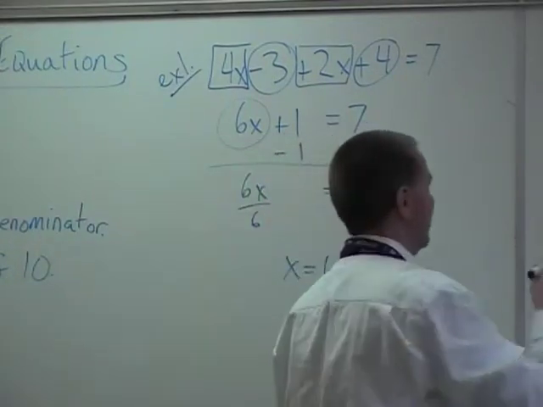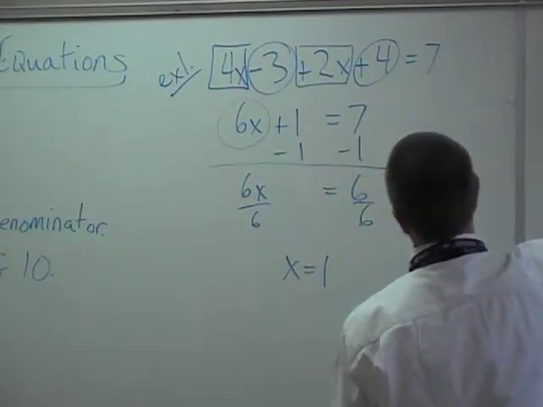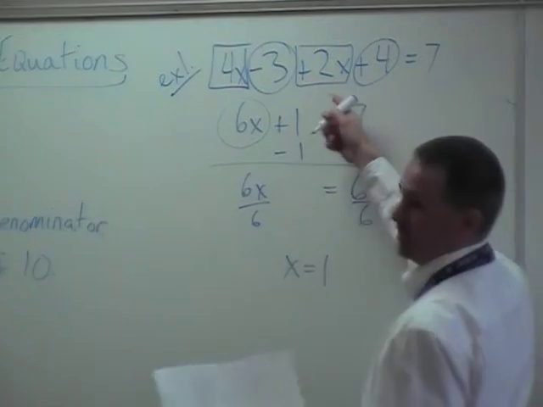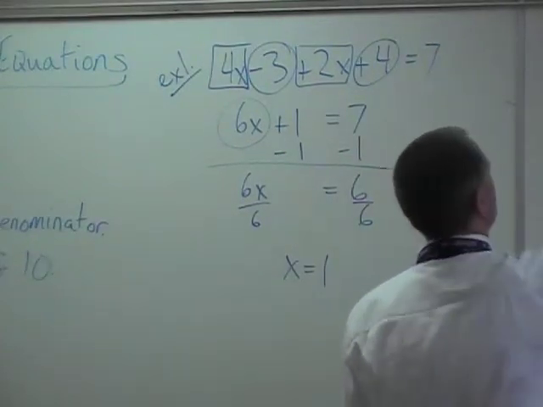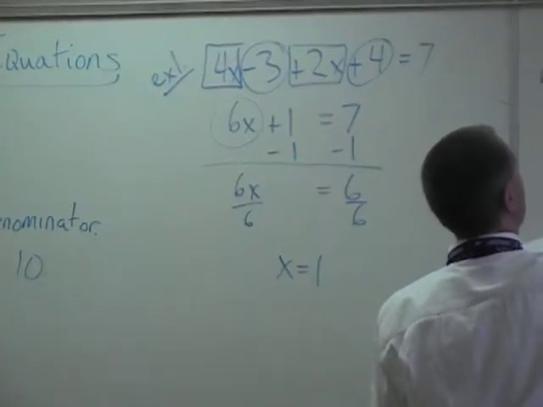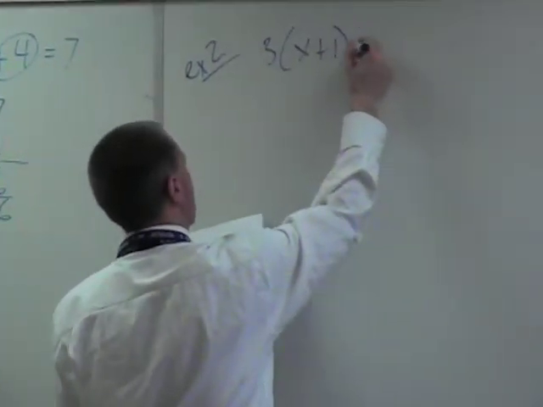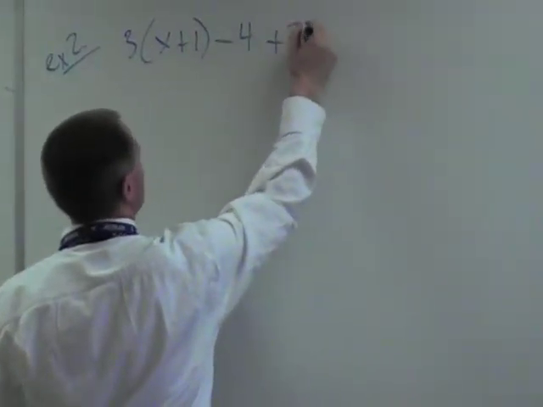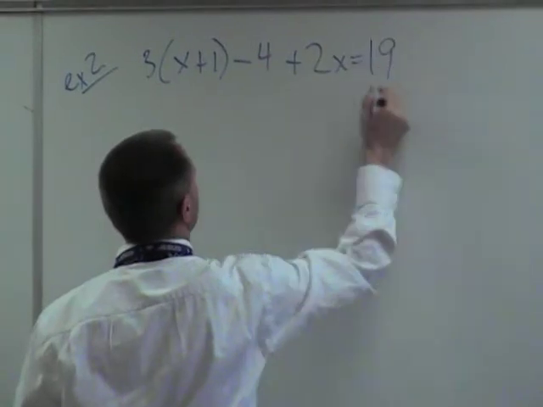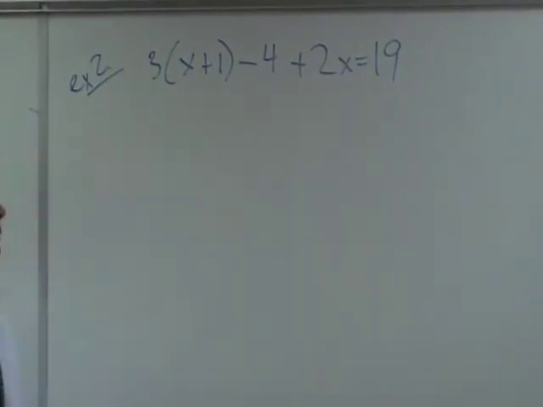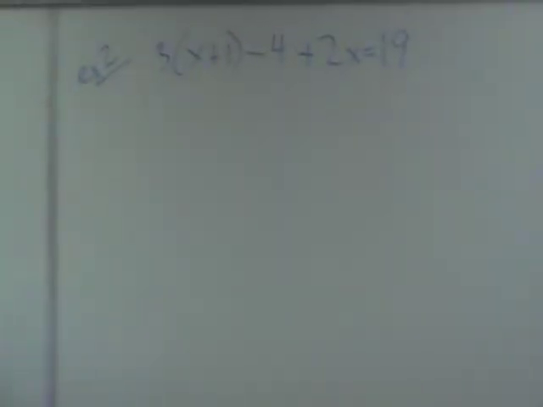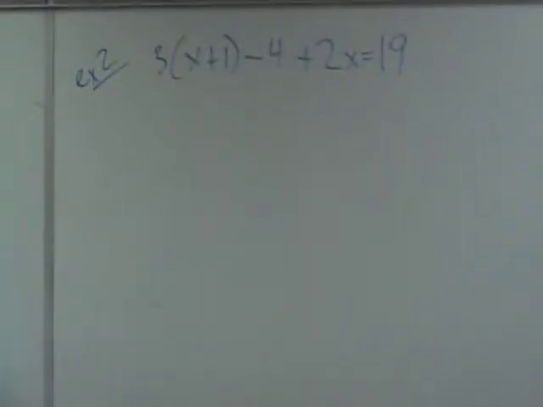I did it like yesterday's. This is a problem just like yesterday. Yeah. Example 2. 3 times the quantity, x plus 1, quantity closed, minus 4, plus 2x equals 19. This is just like yesterday. You have distribution that you have to do first. So everybody do that. Put like terms together, then solve it.